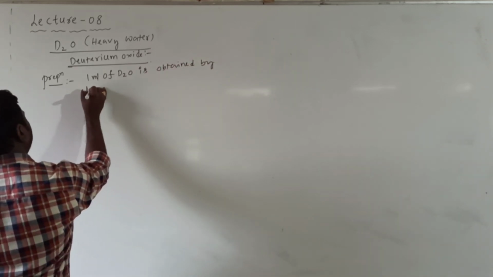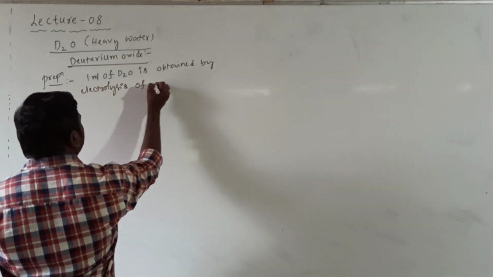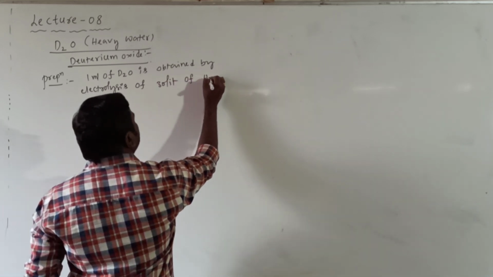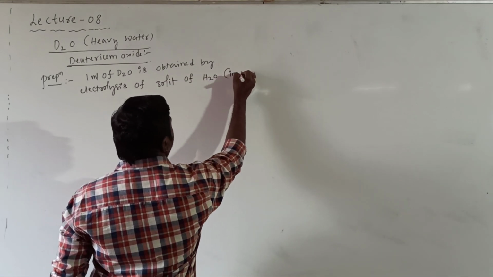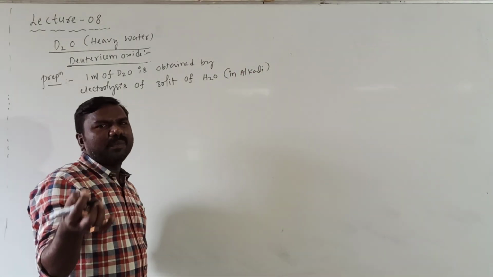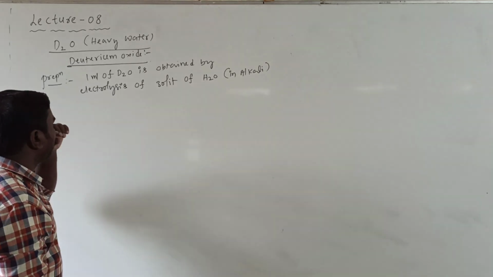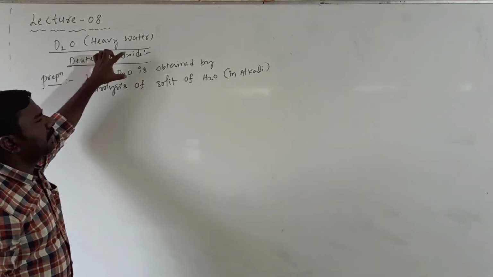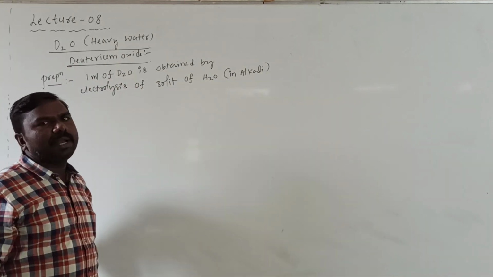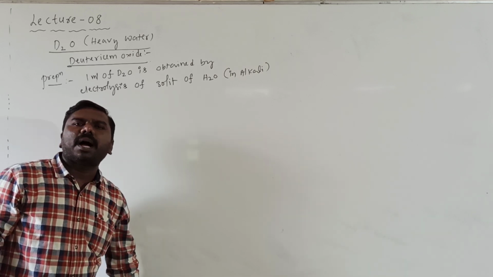electrolysis of 30 liters of water in alkali. Alkali means we have to add a little amount of a base to act as a medium. Then the content is very, very less. So we can prepare it in the laboratory by the electrolysis method, because it is at a ppm level, parts per million levels.